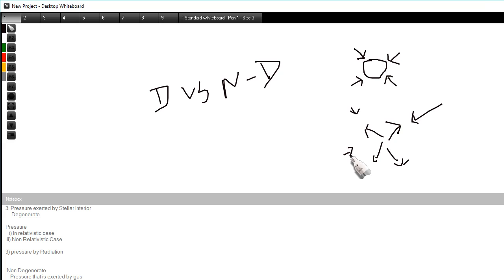So the outward force and the inward force cancel each other and maintain the equilibrium condition. Okay, what happens when the size of the star is very large? In that case there will be a lot of gravity, and the nuclear reaction alone cannot sustain it. In that case the electrons or the neutrons that the star is made up of start to fill Fermi energy levels.